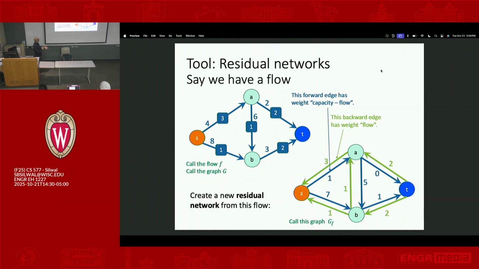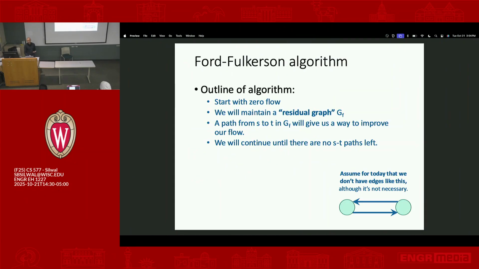Initially, in the very first step, there is no flow. We start with the empty flow, so this graph just looks like the original graph. But as we keep adding more and more flow, as we keep sending more and more stuff from S to T, this graph is going to change a lot. So we're going to start with the 0 flow, and we're going to maintain this other graph.